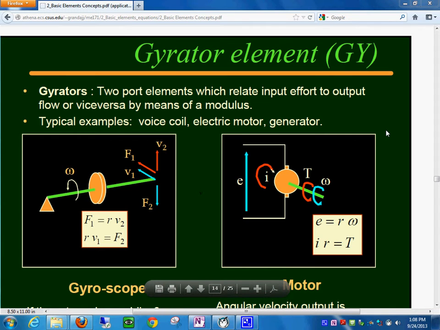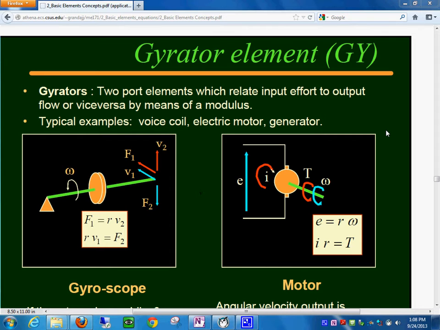On this picture, we see an element that we call a GY element, or gyrator. Gyrators are two-port elements that relate the input effort to the output flow or vice versa. We have an example of this system, one on the left-hand side and one on the right-hand side. The mechanical one relates the force F1 to the velocity V2, and then relates the V1 to the force F2.